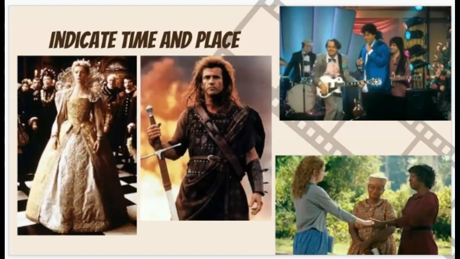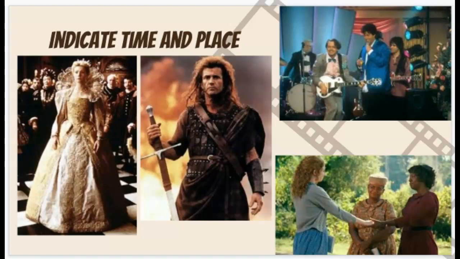Another function of costumes is that it indicates time and place. So when you look at a costume, when you look at the makeup, you should be able to tell where the story is taking place. If we look at Shakespeare in Love, Gwyneth Paltrow on the left, you can see that she is in Shakespearean times. She's wearing the Queen Elizabeth collar. She's got the corset and the big skirt. So it's definitely telling us where she is and when it is.